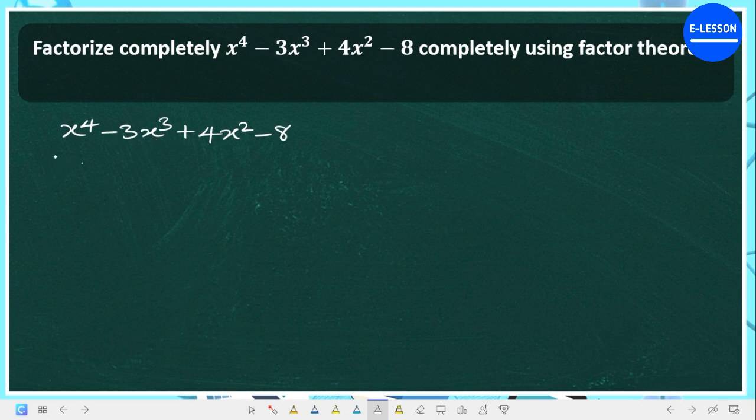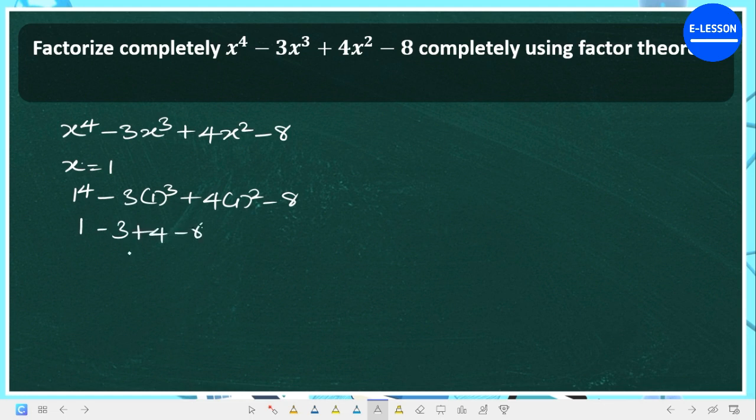So in this case, let us try if x is equal to 1 and see whether it will give us 0. Now put it in: this becomes 1 raised to the power of 4, minus 3 bracket 1 to the power of 3, plus 4 bracket 1 squared, minus 8. 1 raised to the power of 4 is 1, minus 3, plus 4, minus 8. 1 minus 3 is minus 2, then plus 4 minus 8 is minus 4, and minus 2 minus 4 will give us minus 6. So this one has a remainder of minus 6, so we can't use it. This one cannot be a factor.